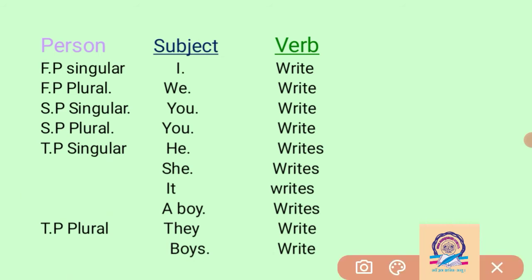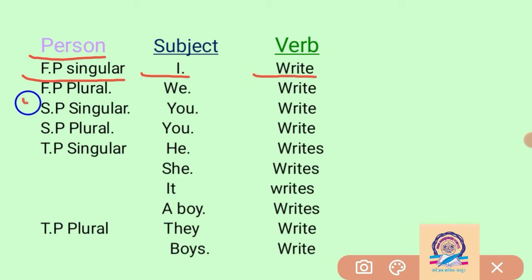Here we can see the person. If the person is first person singular, it means I. Why can we say that I is the first person? Because we are talking about ourselves only. So I becomes the first person singular. If I is the subject, we write the main form of the verb.